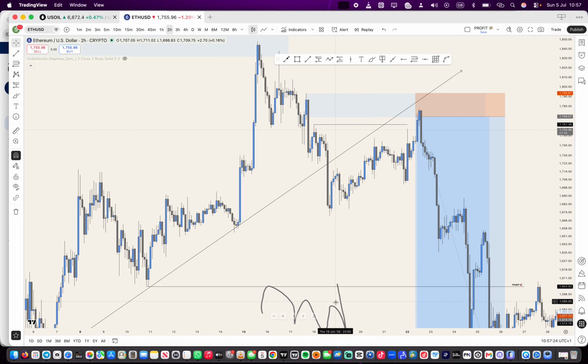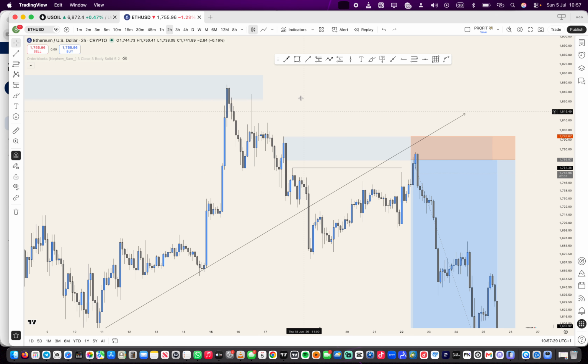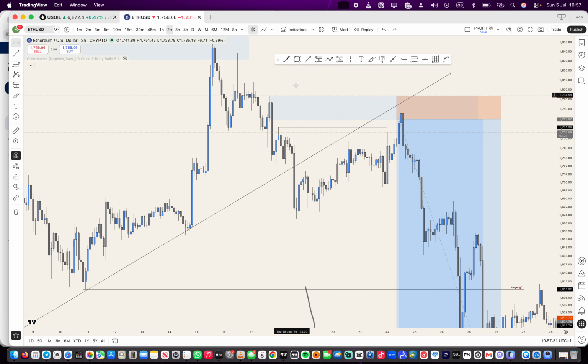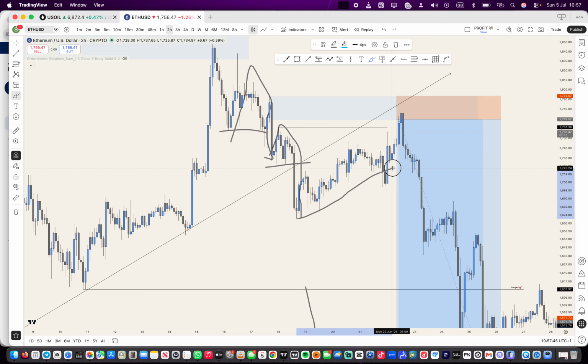Hold on, let me clean this. So here now we have the trendline liquidity, right? And then the market created a high, created a low, break of structure, created another high, and created another low, another break of structure. Now this is our breakout, and then we have this trend line going up here as price is trending straight to this range.